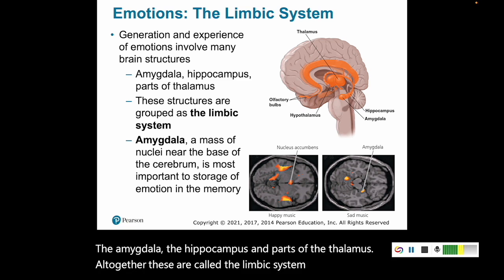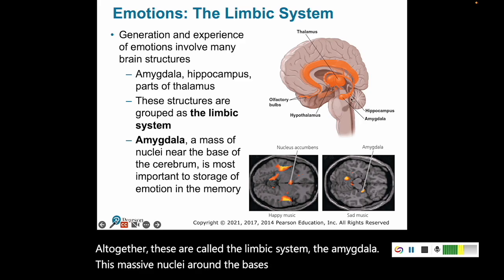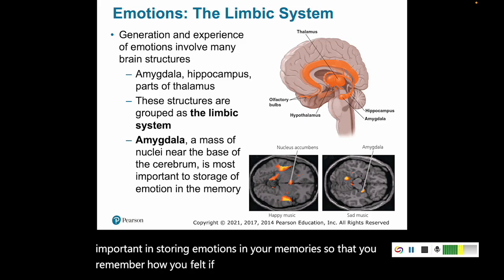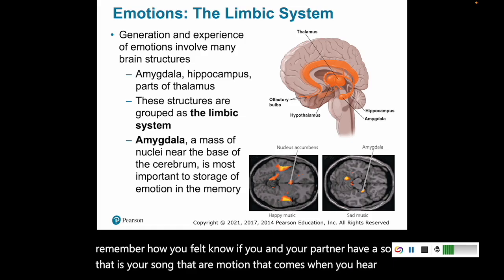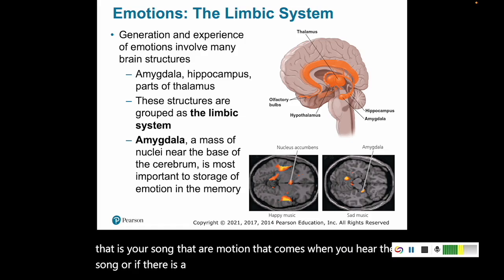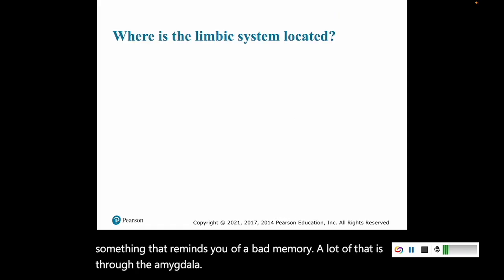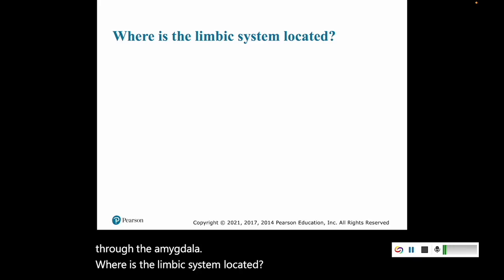The amygdala, this massive nuclei around the base of the cerebrum, is really important in storing emotions in your memories so that you remember how you felt. You know, if you and your partner have a song that is your song, that emotion that comes when you hear the song, or if there is a scent that reminds you of a happy memory or something that reminds you of a bad memory, a lot of that is through the amygdala. Where is the limbic system located? What is the function of the limbic system?